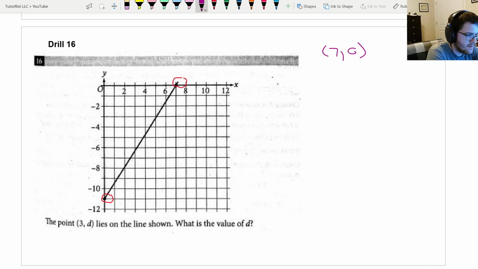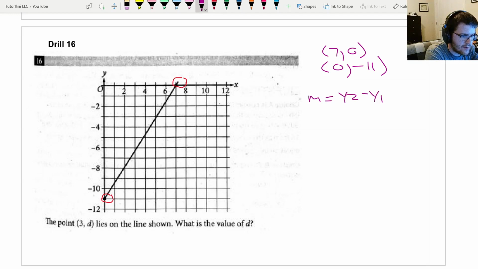(7, 0) and (0, negative 11). We could find the slope, and they gave us the y-intercept. We could also use two-intercept form. Not a lot of people know that though, so why don't we not do that? Why don't I just find the slope?